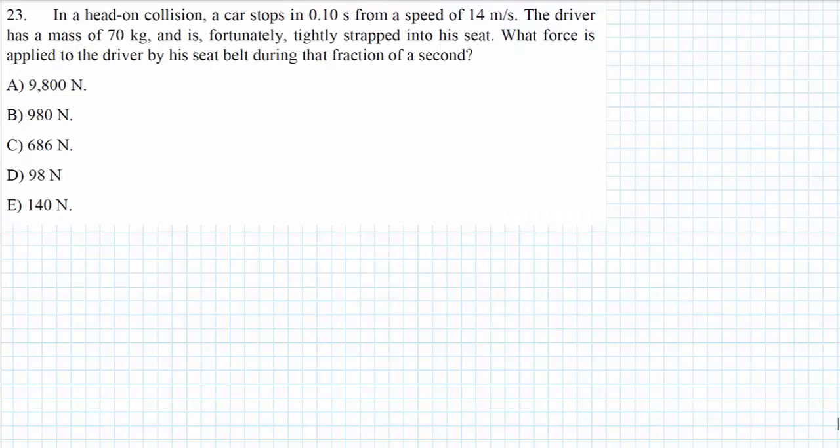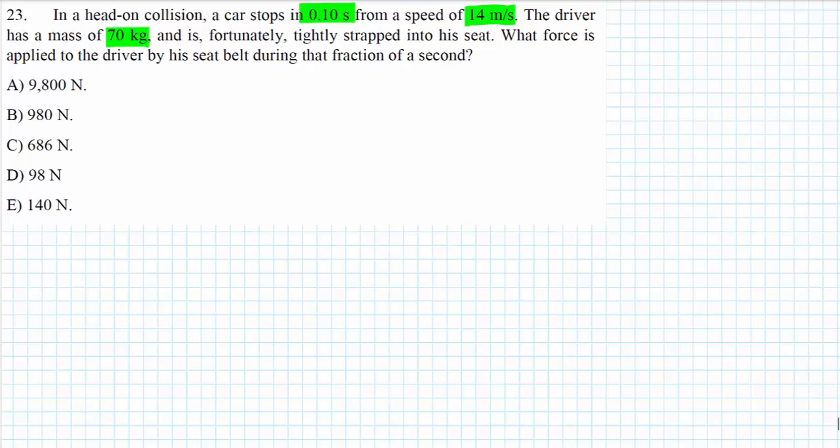In a head-on collision, a car stops in 0.1 second from a speed 14 meters per second. The driver has a mass 70 kilogram. Fortunately, tightly strapped into his seat. What force is applied to the driver by his seat belt during that fraction of second?